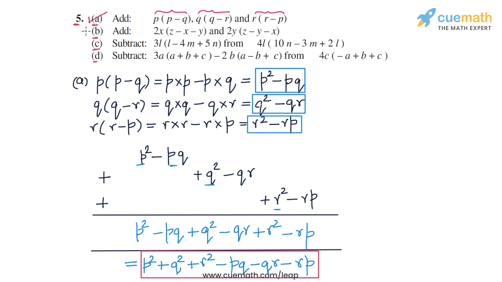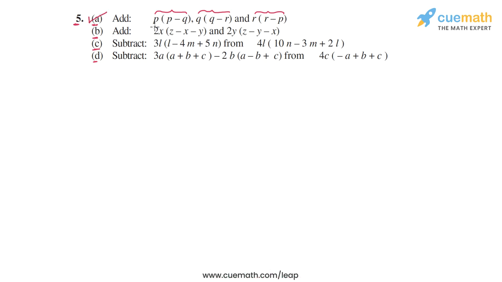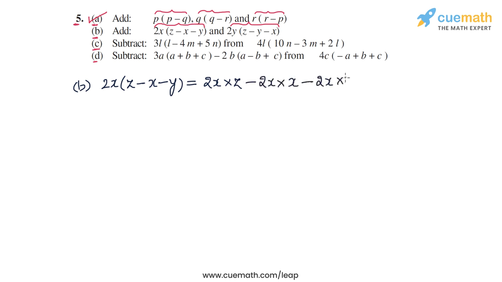Now we come to part B. In part B we have to add this expression 2x times (z minus x minus y) and 2y times (z minus y minus x). So once again we will first expand these 2 expressions by using the distributive law. So we have the first expression as 2x times (z minus x minus y). So we can write this as 2x into z minus 2x into x minus 2x into y.